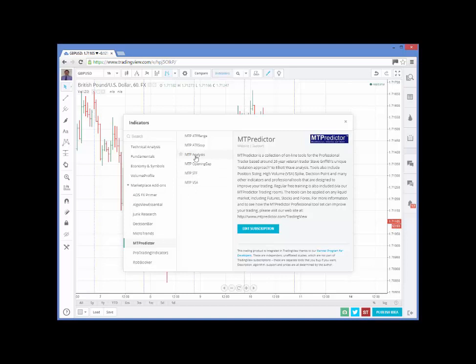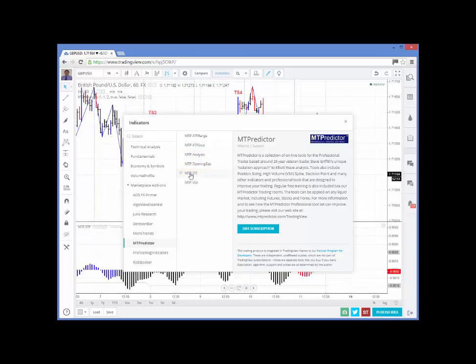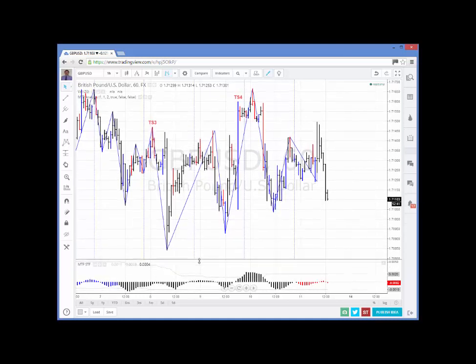Our main one is MTP Analysis. So let's put an MTP Analysis on the chart, and also let's put on MTP STF. These are our main two. If you're using a stock chart or a futures chart, I also suggest the VSA one, but again that will be covered in a separate video. So these are our main MTPredictor tools.